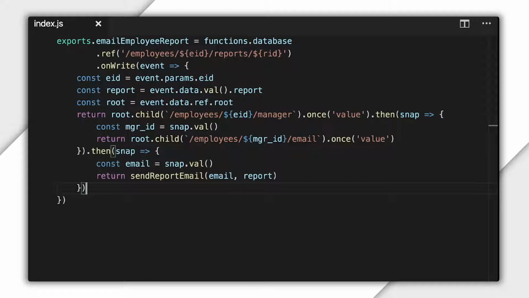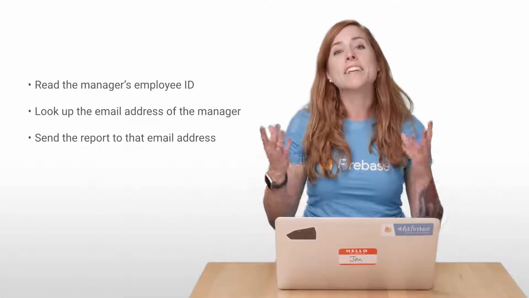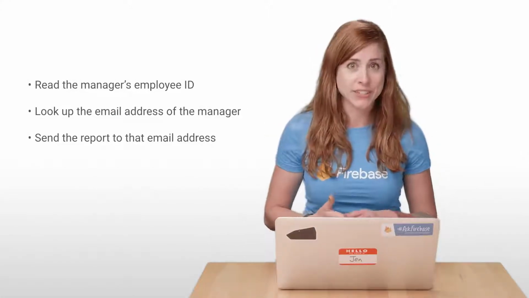Reading this function out loud, you can say, first, use the employee ID to find their manager's employee ID. Then, use the manager's ID to look up their email address. Then, send the report to that email address. And that exactly matches the three steps that I stated earlier.